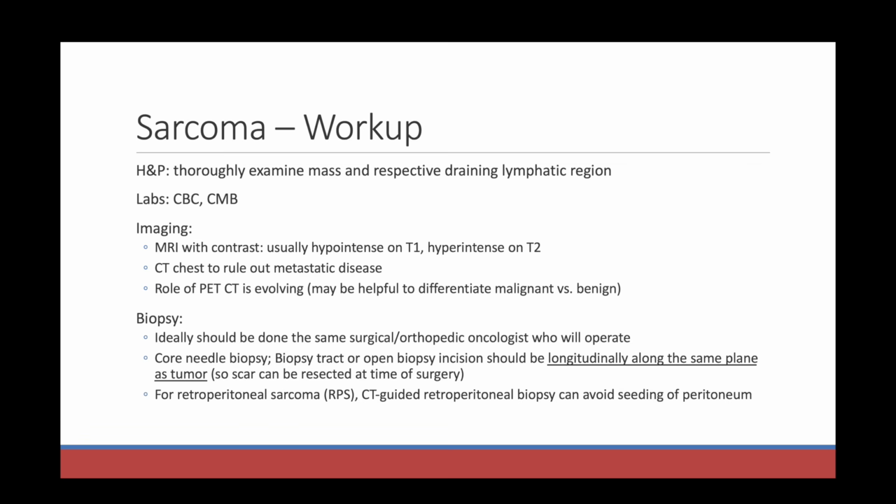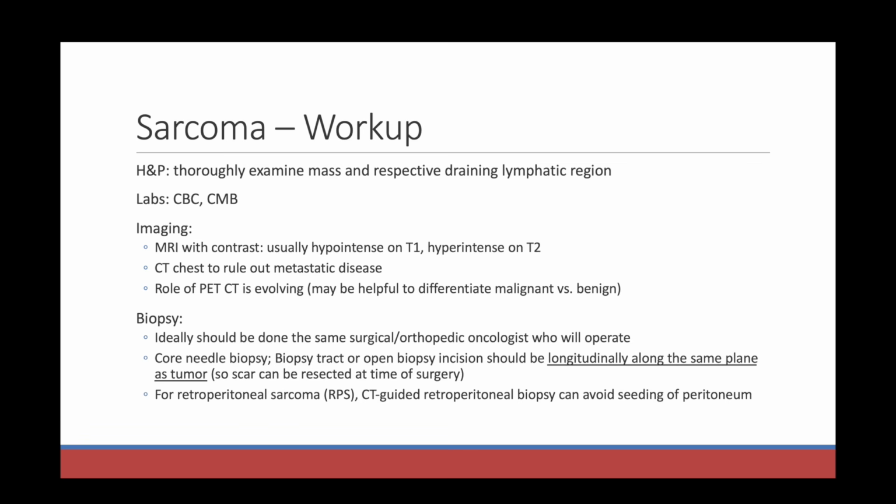You always get a CT chest to rule out thoracic metastases because that's where it's most commonly metastatic. And the role of PET-CT is kind of evolving, but for sarcomas, generally you get an MRI of the primary site and then a CT chest to rule out metastatic disease. Biopsy should be a core needle biopsy, and it needs to be done longitudinally along the same plane as the tumor so that the biopsy scar can be resected at the time of surgery.